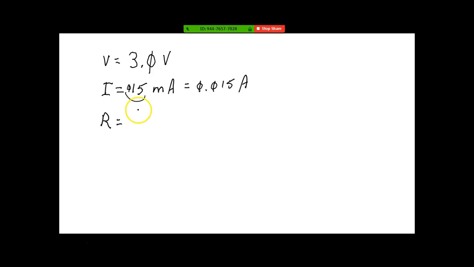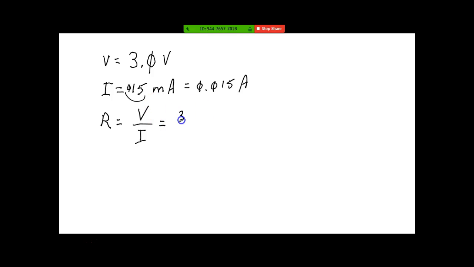Anyone remember? Divided by current. Okay, V divided by I. Okay, I'm having to wait until my pen catches up, and it's not doing a good job of catching up. Okay, almost caught up. There it is. That's ugly. Almost as bad as my writing on the other screen. Not quite. So, what is that equal to?